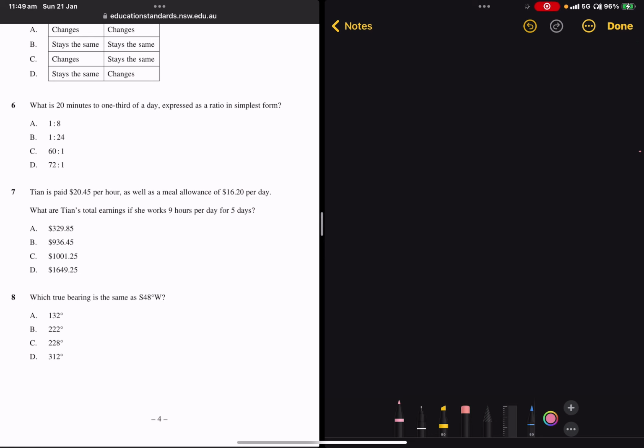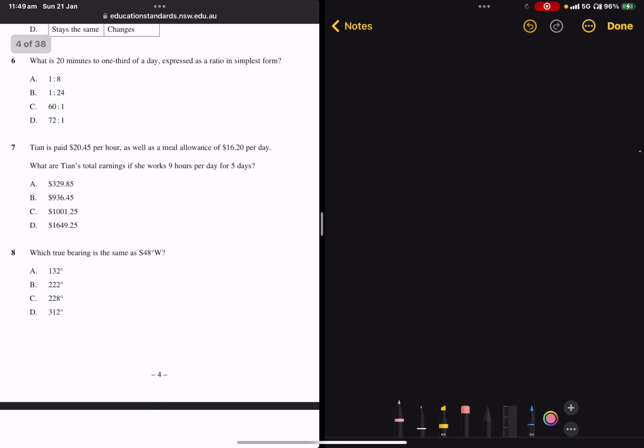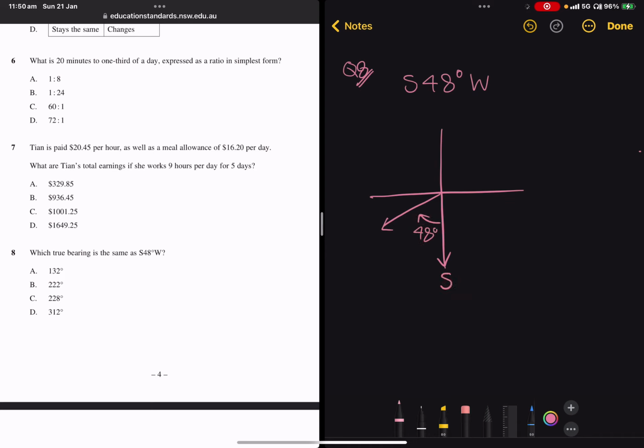So now let's have a look at question 8. Question 8. We have, which true bearing is the same as south 48 degrees west? So south 48 degrees west. This is essentially what this compass direction is telling us. It's telling us to go directly south and then head 48 degrees to the west. So this is south, this will be the 48 degrees, this is west.